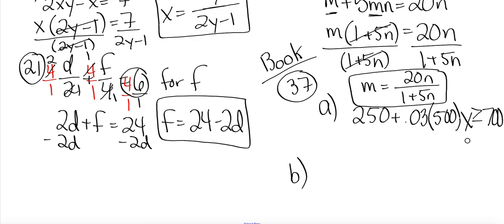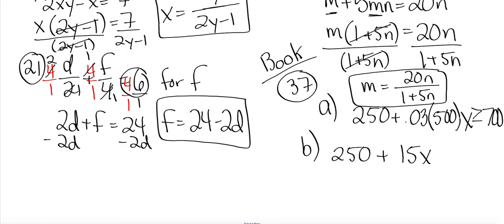The x represents the number of billboards we're going to sell, and then the 700. I have to figure out how many billboards I need to sell in order to make $700 or more, at least $700. Okay, so we're going to solve part A to figure out how many we need to sell. Okay, so we'll have 250 plus 0.03 times 500, that is 15x, is greater than or equal to 700.